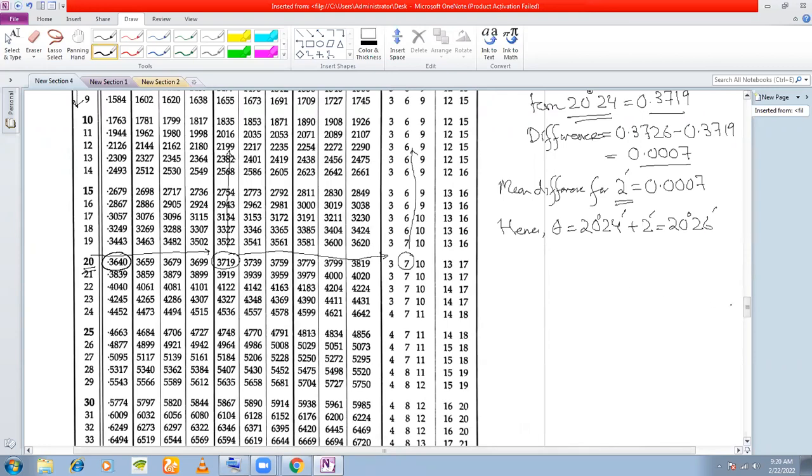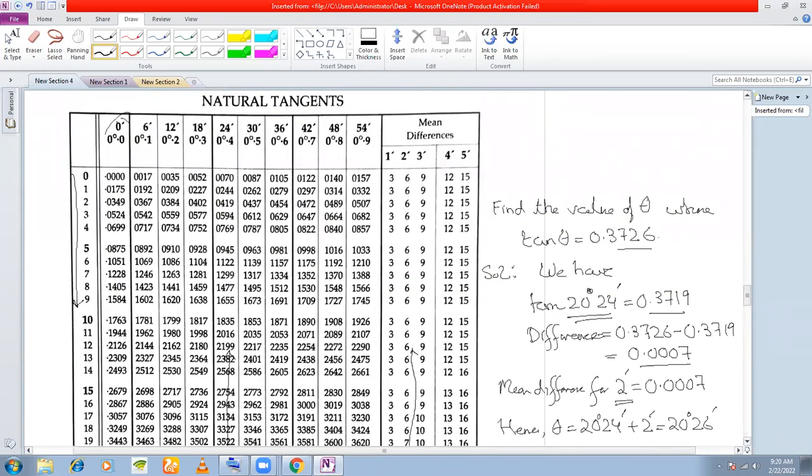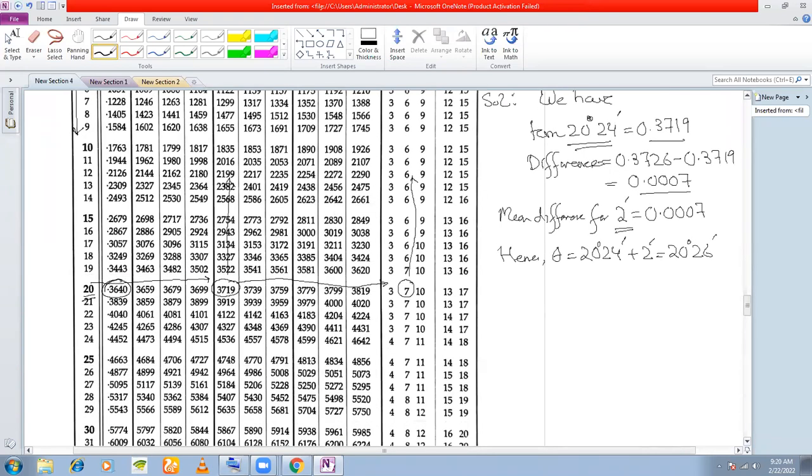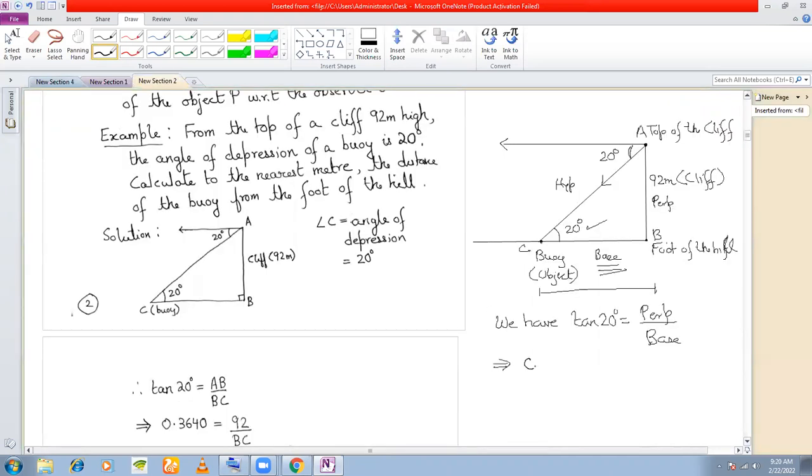Here, 20 degrees, 0 minutes, right? This is 0 minutes. So tan 20 degree means tan 20 degrees, 0 minutes. The value is 0.3640. So you write it here, 0.3640 is equal to perpendicular, here AB, base here is CB, right? So you have 0.3640 is equal to, we know the height of the cliff AB, 92 meters. So we write 92 divided by CB.